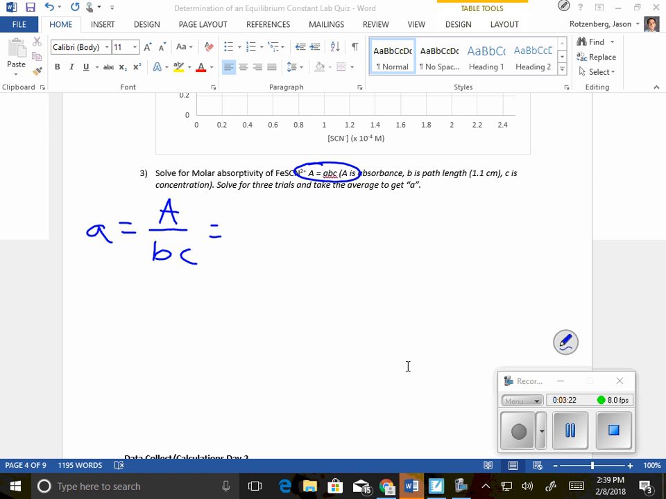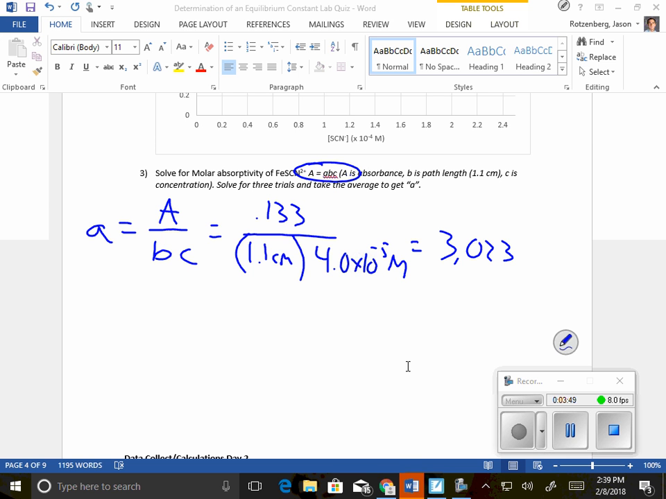For example, my trial 1, I had an absorbance of 0.133. The path length is 1.1 centimeter for every trial. It's just how much solution does the light have to travel through. And the concentration that I solved for on page 1, remember, was the 4.0 times 10 to the negative 5th molar. This gives me a value of 3,023. Don't worry about the unit for this value.